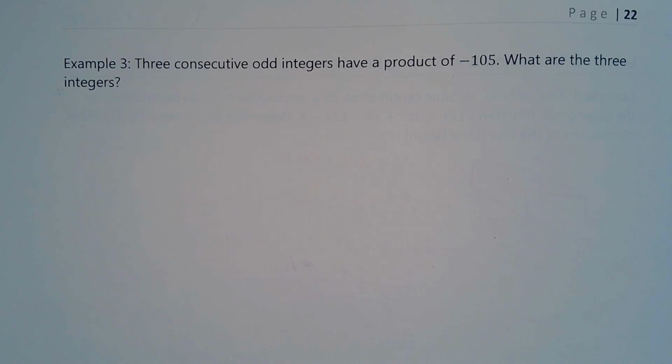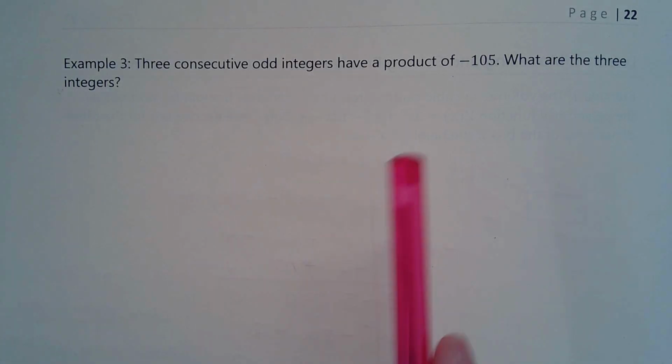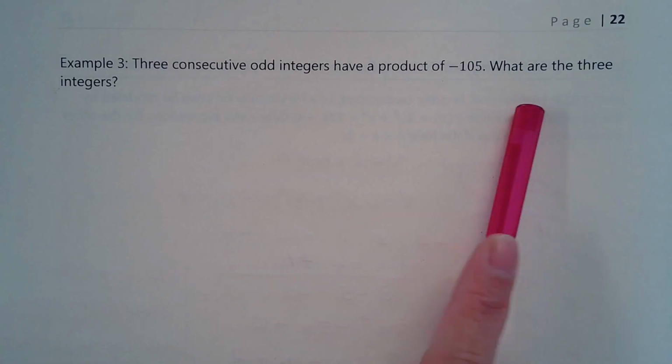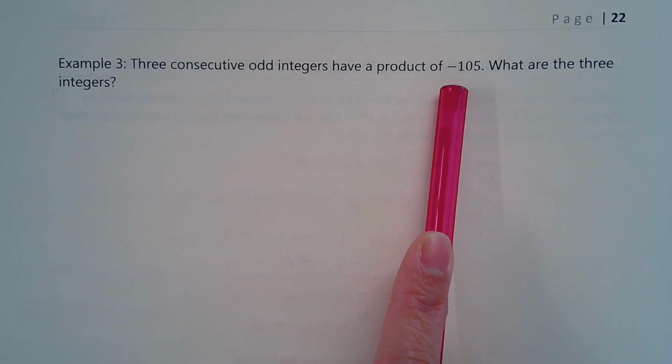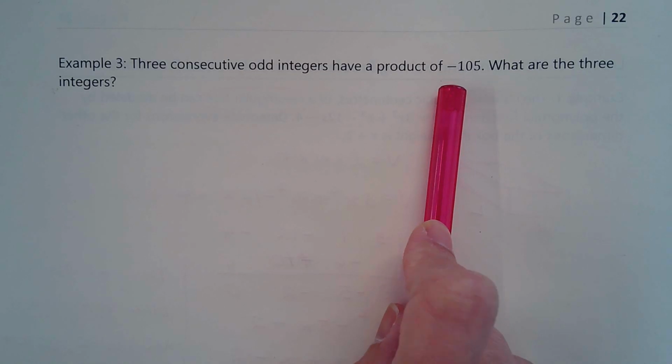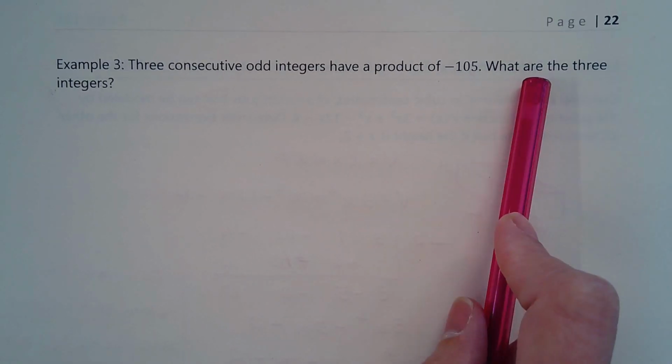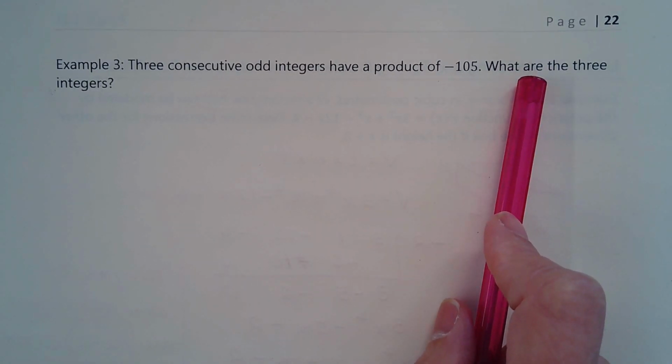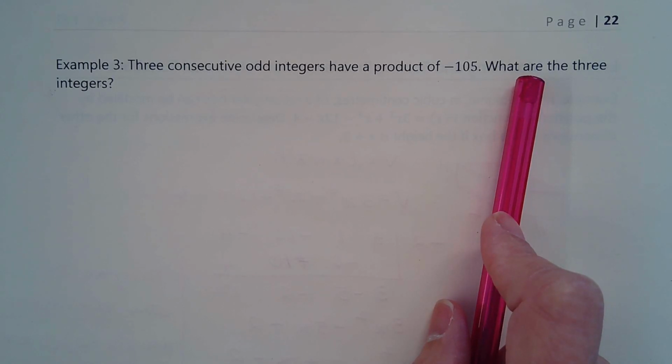Series. The series are one after the other, right? And it has to be odd, okay? So 3 odd numbers, and it says it has a product. When we multiply those 3 numbers, they would multiply to a negative 105. And the question is, what are the 3 integers? x plus 1, x plus 3, x plus 5.